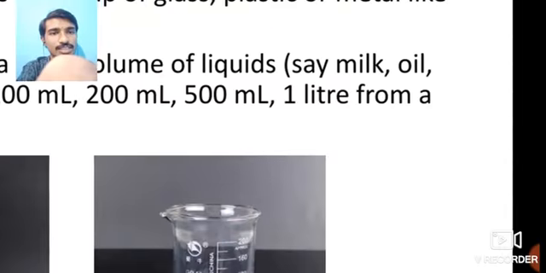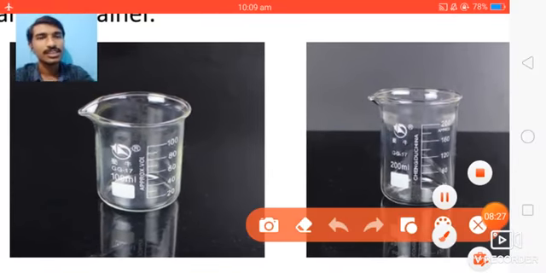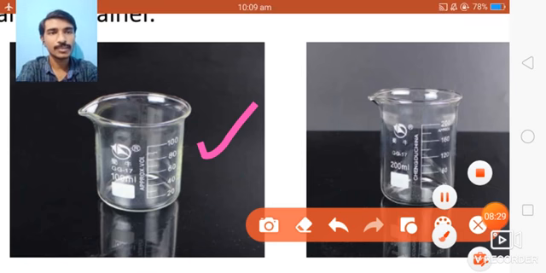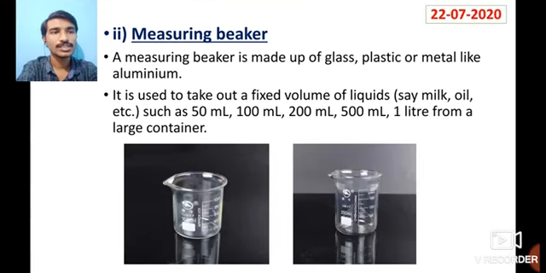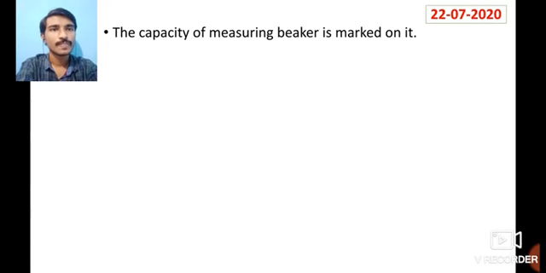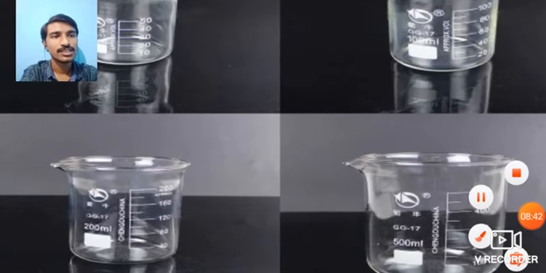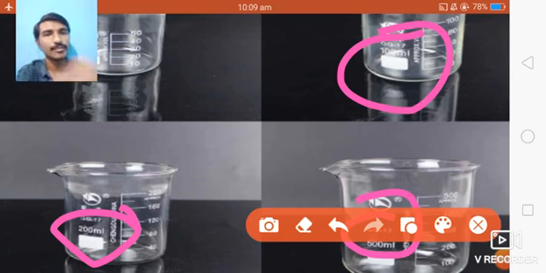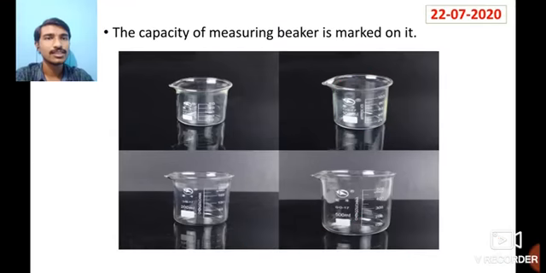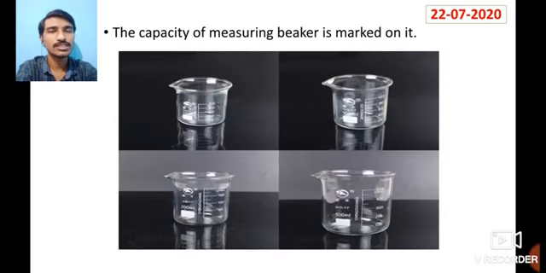You can see the measuring beaker, it is made up of glass. In the first figure it is the measuring beaker of 100 ml capacity. Here you can see the measuring beaker of 200 ml capacity. Similarly, the capacity of a measuring beaker is marked on it. You can see a 500 ml beaker here, a 100 ml beaker, a 200 ml beaker, and the other one is a 50 ml beaker. So the capacity of the beaker is marked on it.